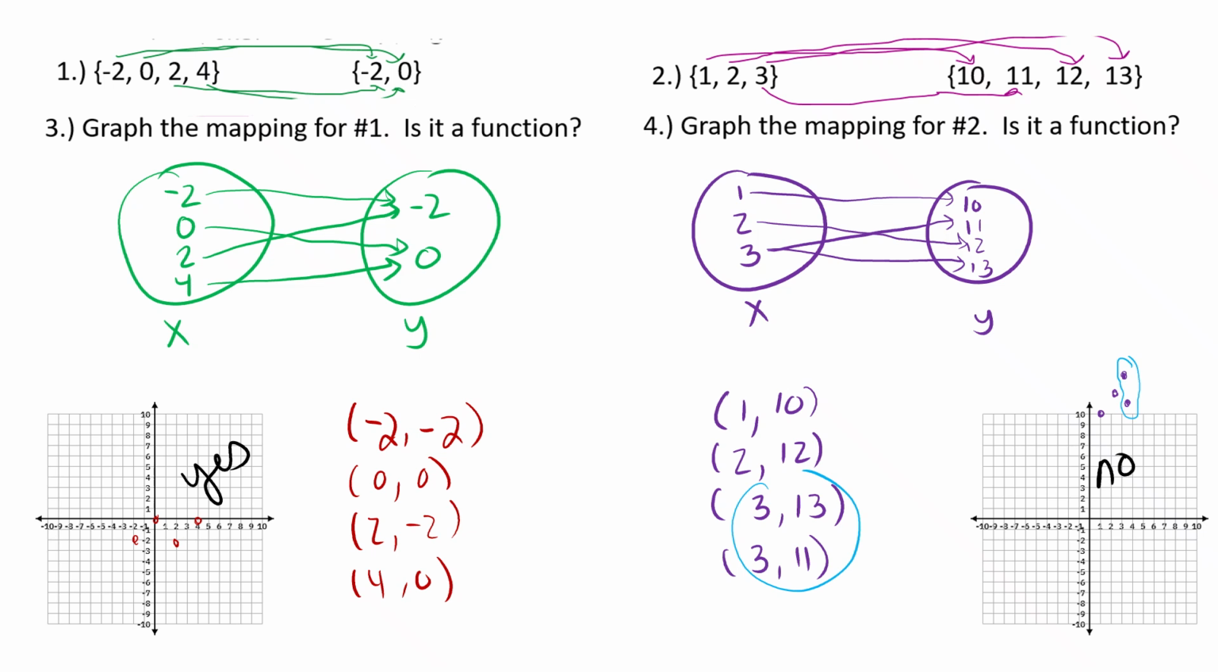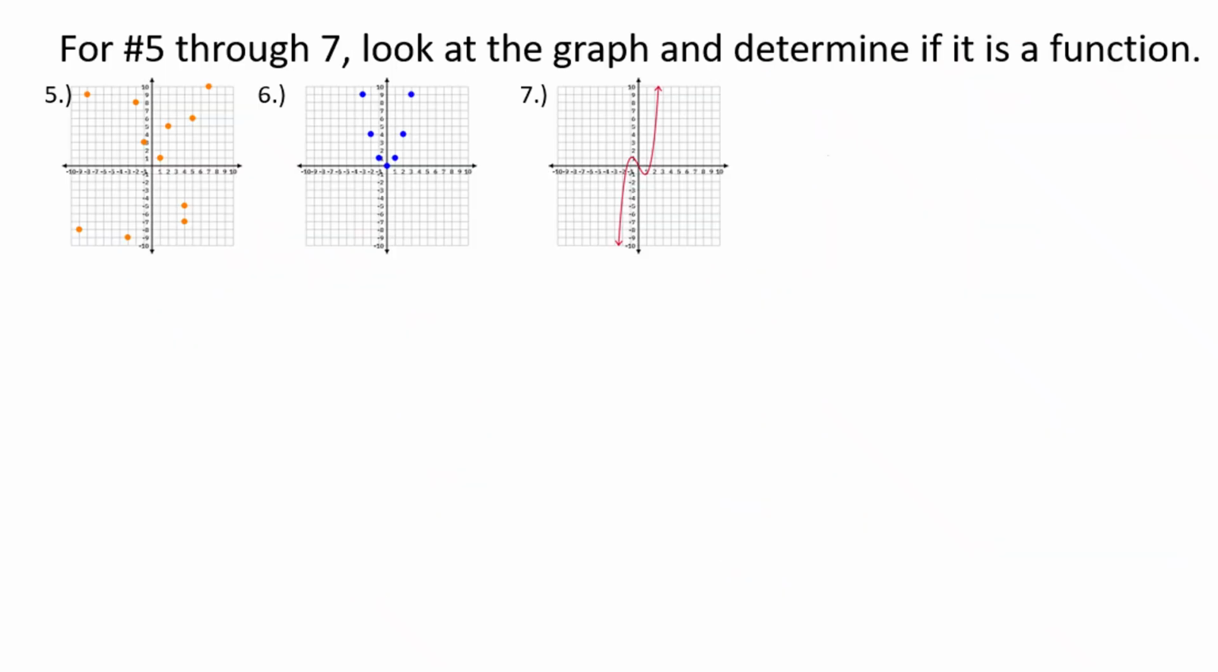And what I really want to drive home here is not whether or not you can follow the arrows. It's that we know the definition of a function and we're able to recognize from a graph whether or not a particular mapping is a function. For 5 through 7, look at the graph and determine if it is a function.